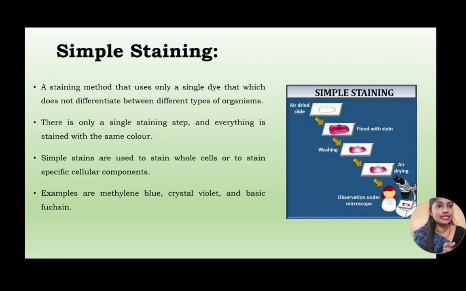Here in the image you can see how simple staining is carried out. An air dried slide is taken, it is flooded with the stain, it is washed in order to remove the excess, it is air dried and immediately placed under the microscope for direct observation. So simple staining is as easy or as simple as this.